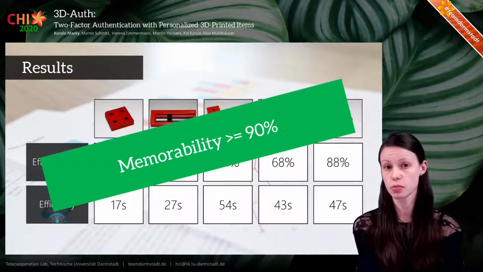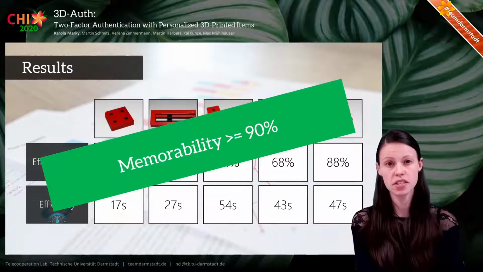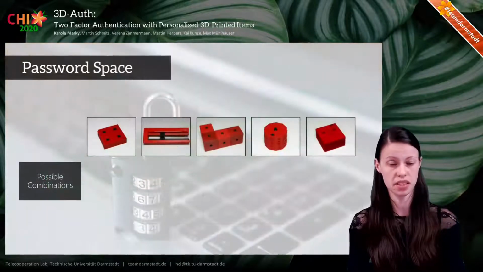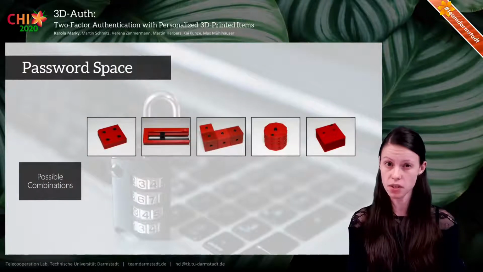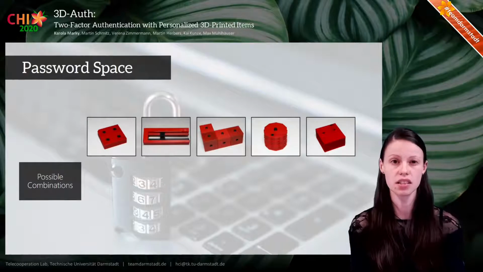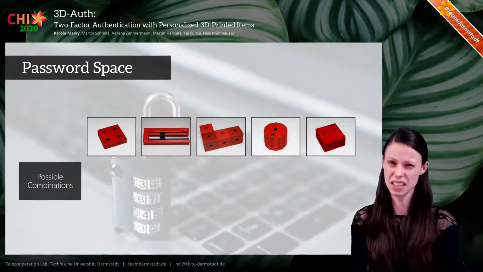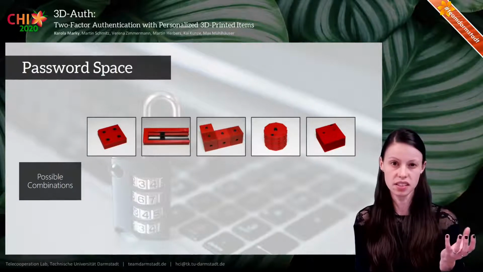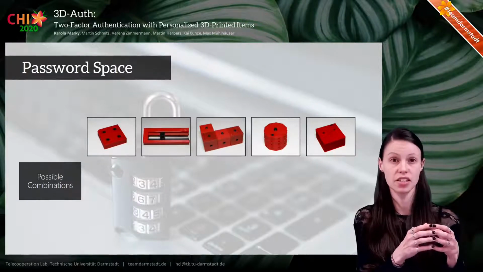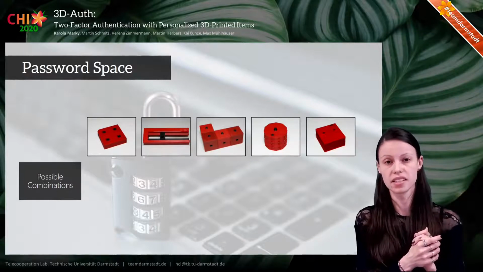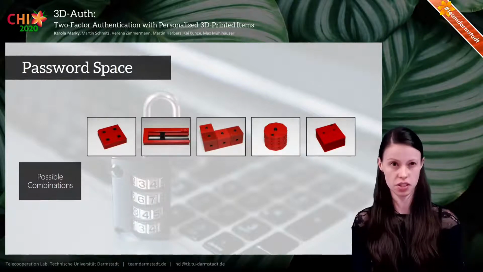Now that we have spoken about the usability of 3D-Auth, let me talk a little bit about the security in terms of the password space. The password space is all possible combinations of how we configure a 3D-Auth item. Our prototypes here are limited in terms of that, because we actually focused on usability, and on a prototype that is actually working instead of providing something with a Wizard of Oz study.